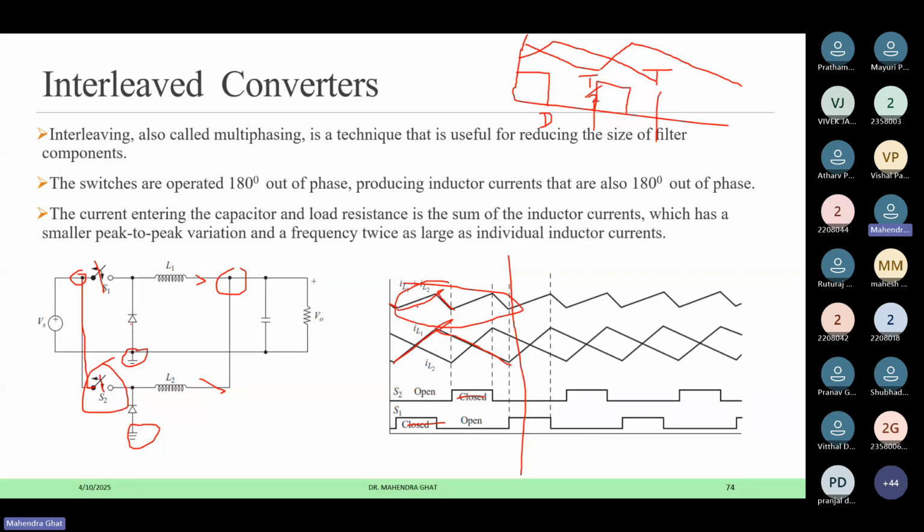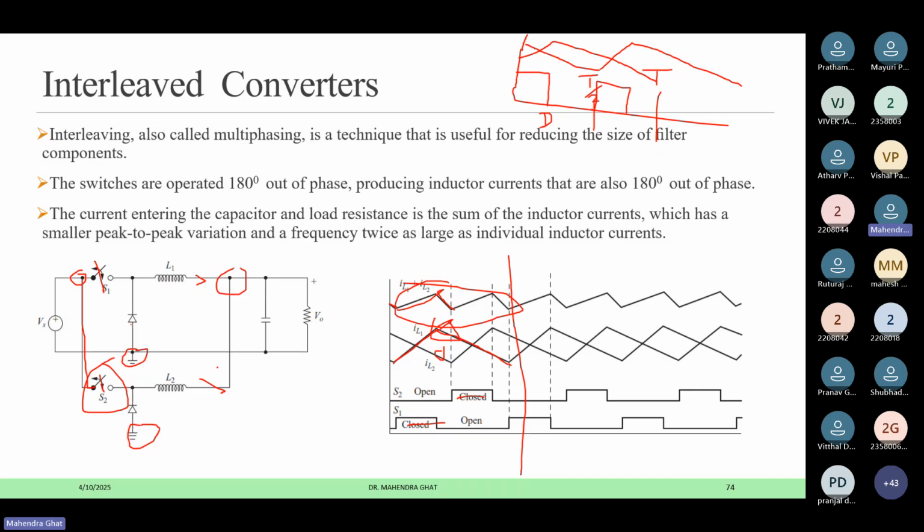And the ripple also, if you see here the positive is there and here the negative, or the falling, is there, which will cancel each other. And what will happen? You will get lower ripple as compared to what one converter is giving. So at the output, you will have lower ripple as compared to the individual converter.